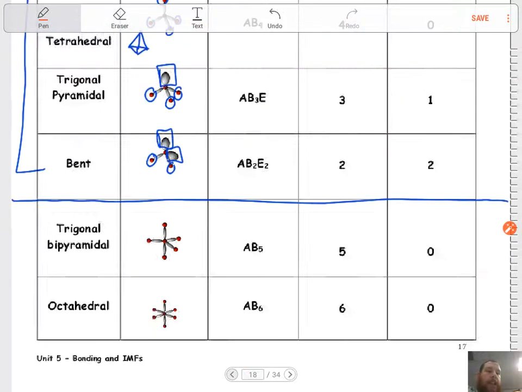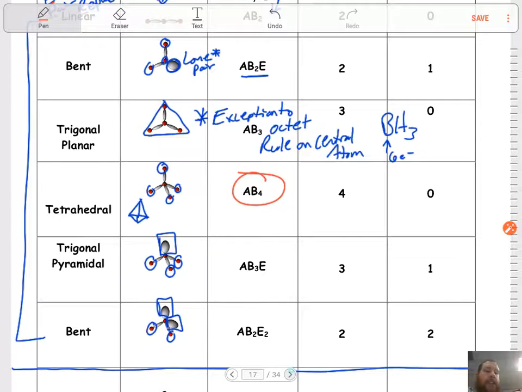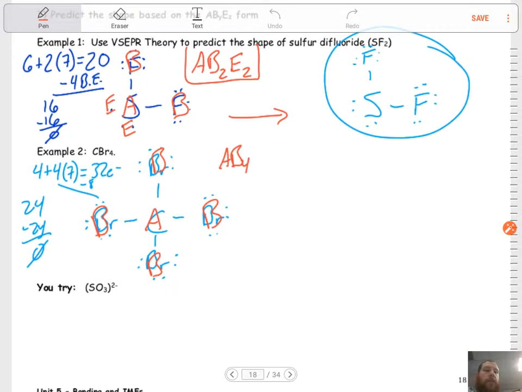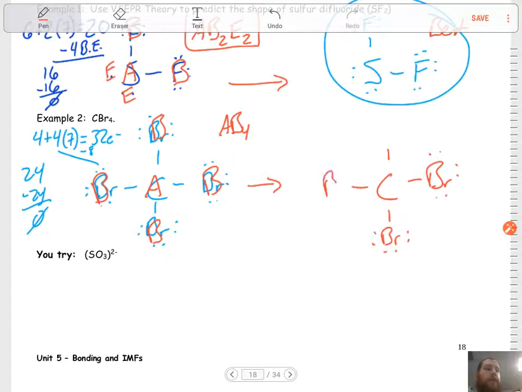If I go back and look on my chart, what one has AB4? Oh, that's a tetrahedral molecule. One thing I forgot to add up here, guys, this is a bent molecule, so make sure you put the shape with it. So I'm going to redraw it because I wrote over it all. Okay, it's going to look like this. Remember, make sure that you show all of your lone pair electrons.